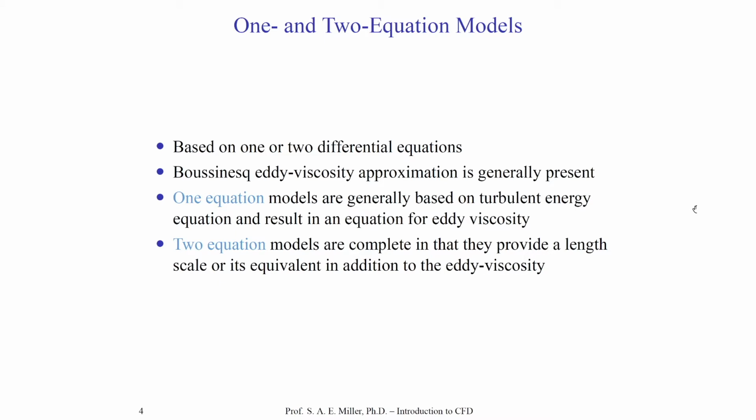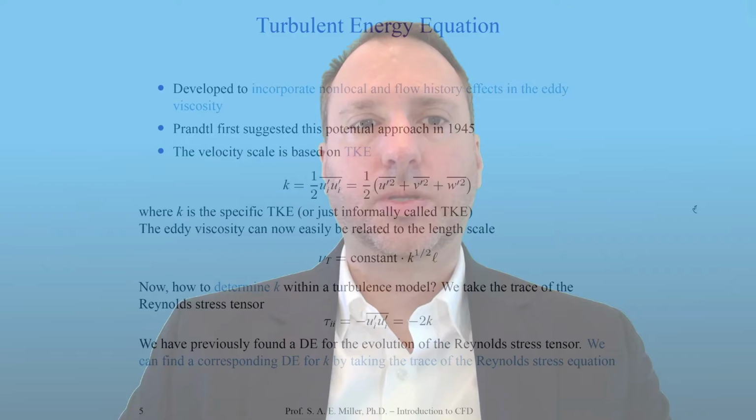Two equation models are complete, that is, they do not need additional specification of the solution in advance of the CFD solver phase, and they will typically provide some kind of scale. It might be a length scale or its equivalent, like a time scale, in addition to the eddy viscosity. In the models in this class, we'll in particular look at models which produce one equation for turbulent kinetic energy and a second equation for dissipation. Let's now look at the turbulent energy equation.